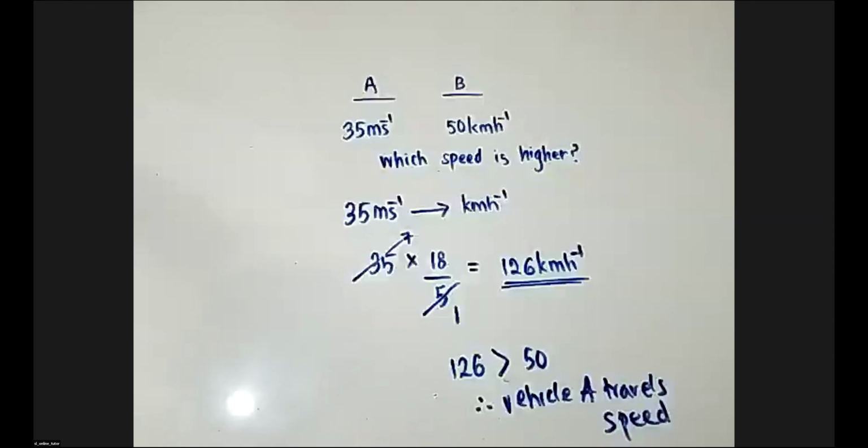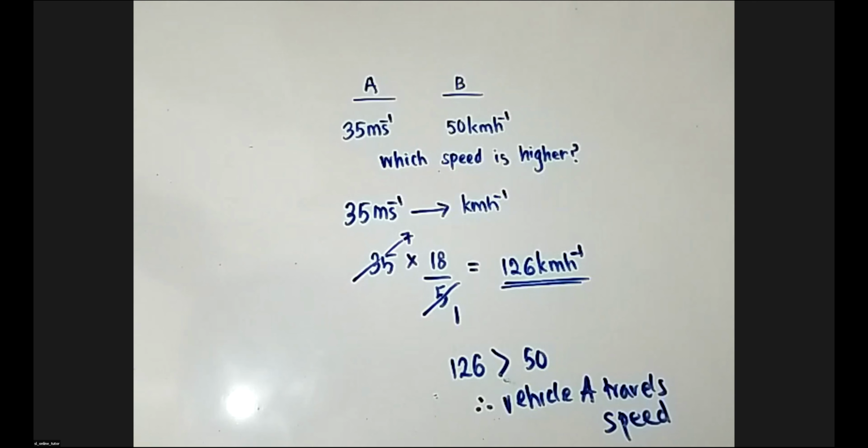Miss, can you explain this once more? Okay. Now there are two vehicles traveling at two different speeds in two different units. Vehicle A travels at 35 meters per second. Vehicle B travels at 50 kilometers per hour. So you have to compare them. You can convert meters per second to kilometers per hour or kilometers per hour to meters per second.